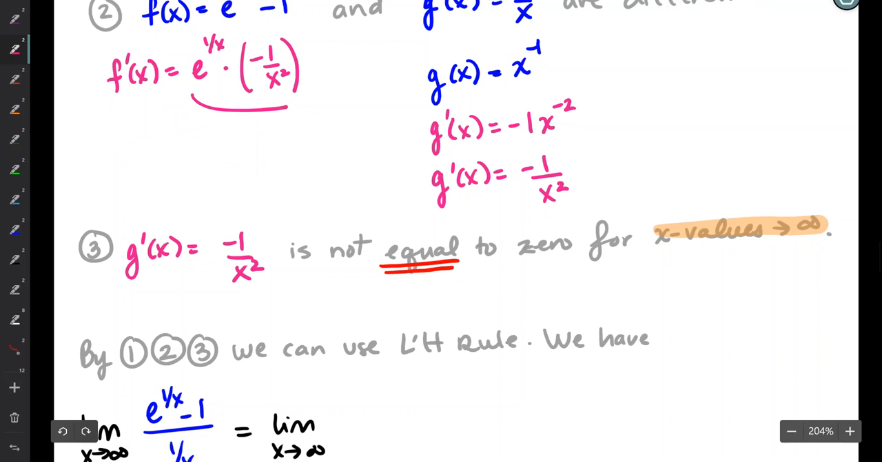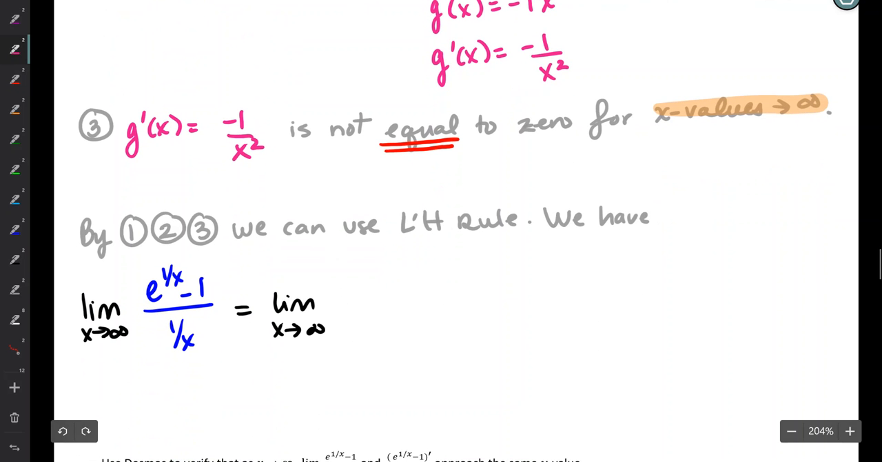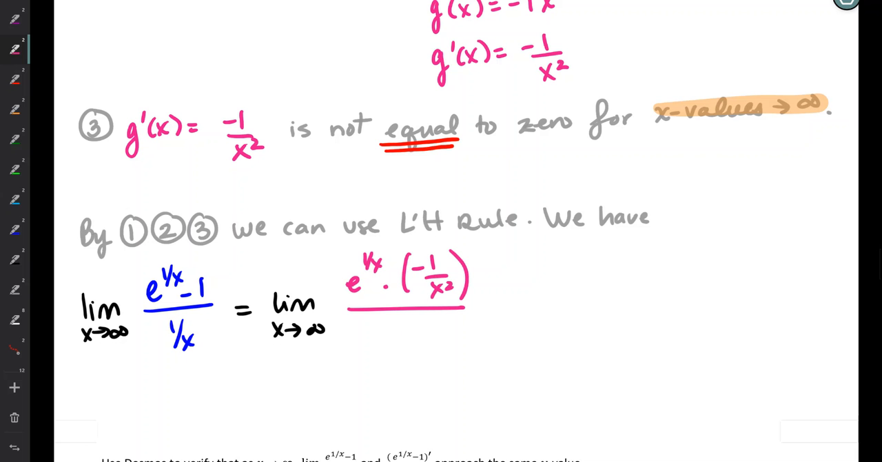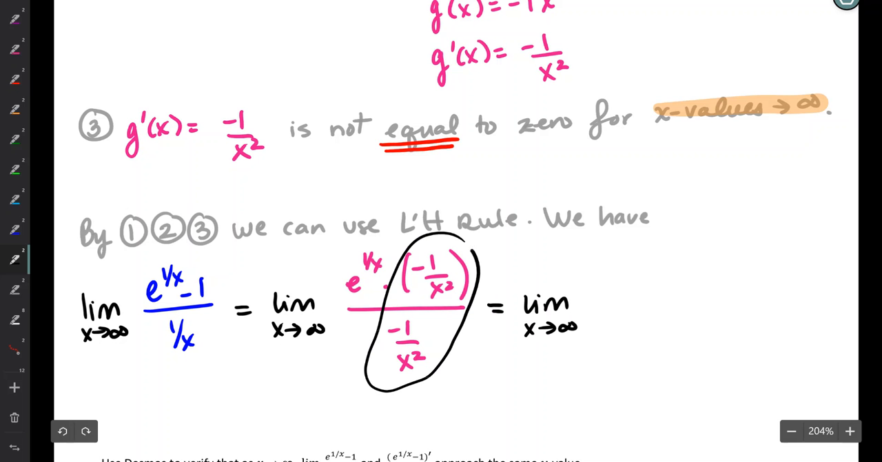F prime over g prime. e to the 1 over x times a minus 1 over x squared all over the derivative of g, which is also a minus 1 over x squared. We have a secret times 1 here as long as x is not 0, and we're approaching positive infinity. I'm not interested in x being 0. So we've got e to the 1 over x, period.